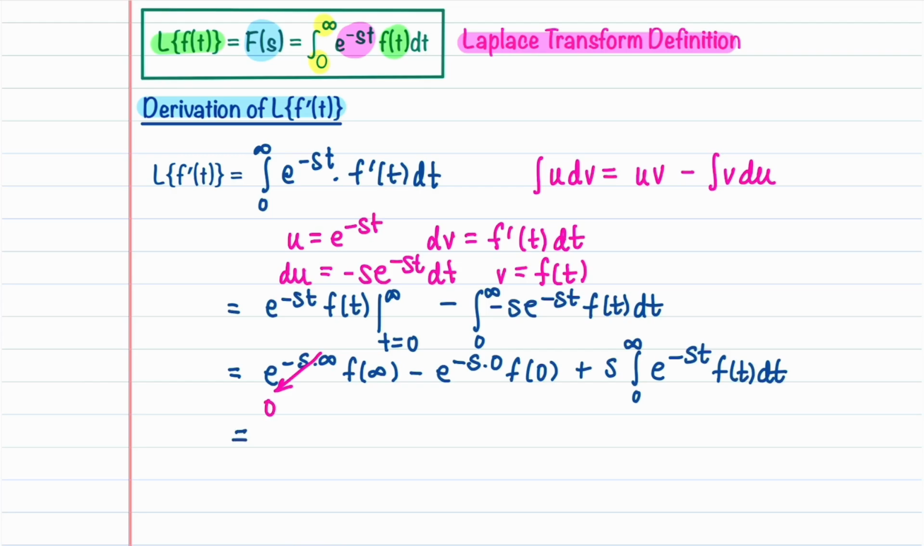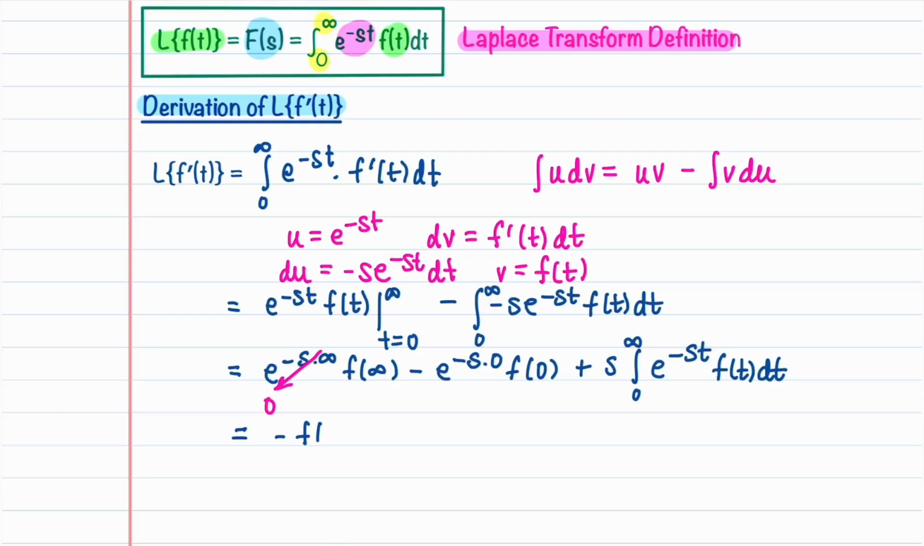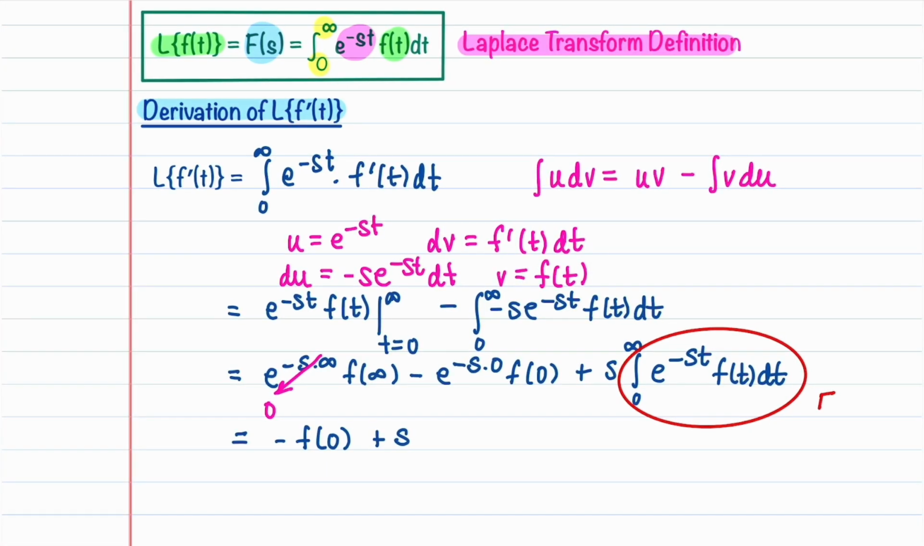We end up with minus f of 0, because e to the 0 is 1, and then we have plus s. Now we need to recognize something. This integral right here is just F of s. That's using our definition of a Laplace transform. So let's go ahead and put this in. We have plus s times F of s.